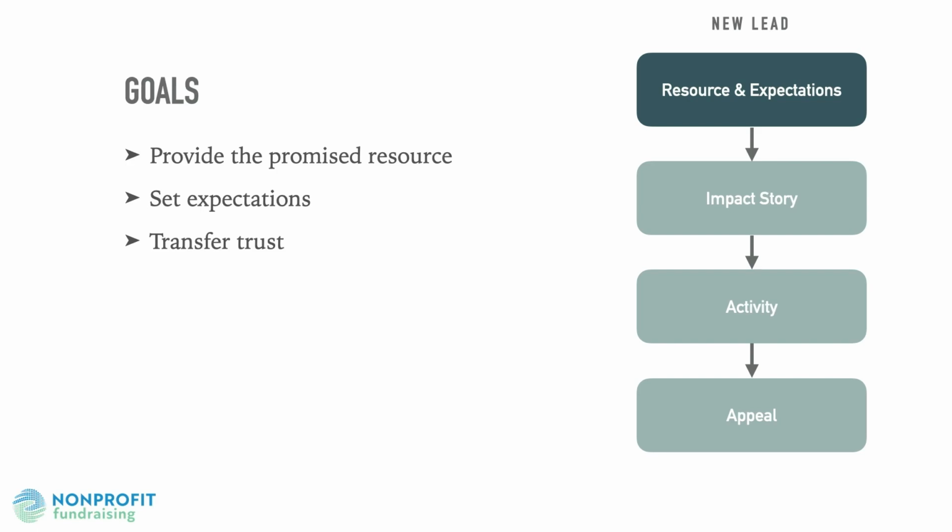How many emails are you going to send them? What kind of schedule are they going to receive those on? You want to transfer trust to the organization if the lead came from somewhere else. A lot of times you might find these leads using third parties like email list rentals or social media or an influencer. And so you want to be able to transfer trust from that source to your organization.